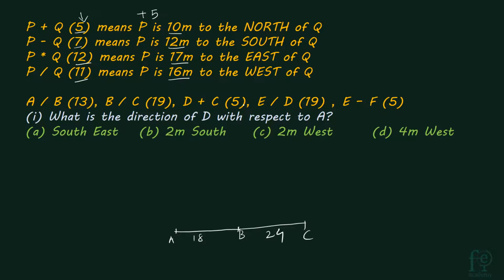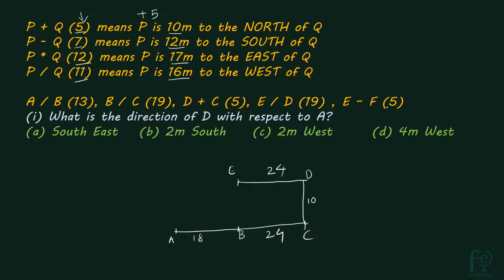Now D plus C 5. So 5 means 10 should come. D plus C means D is 10 meters to the north of C. So here D should come and this distance is 10 meters. E by D 19 means 19 plus 5 is equal to 24. So E should be 24 meters to the west of D. That means E should come here. This distance is 24 meters and again this distance is also 24 meters. E is 24 meters to the west of D.